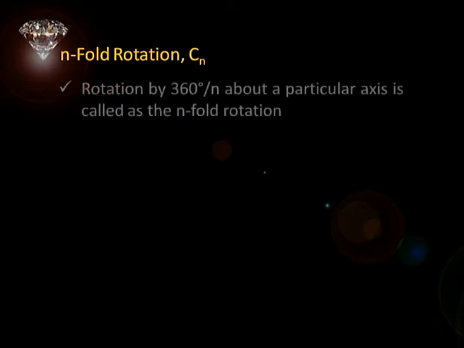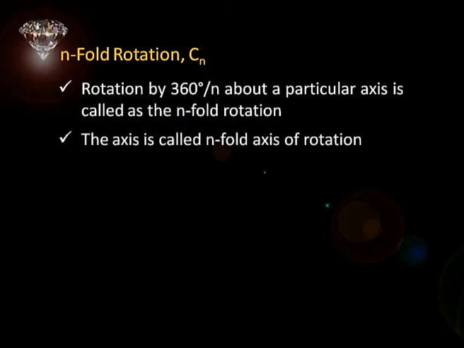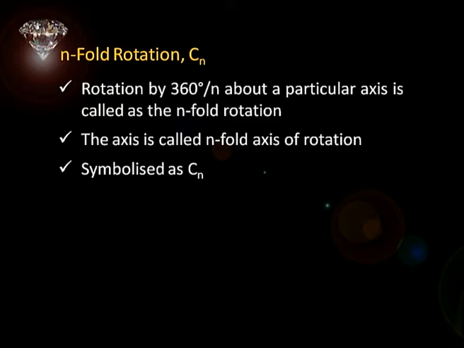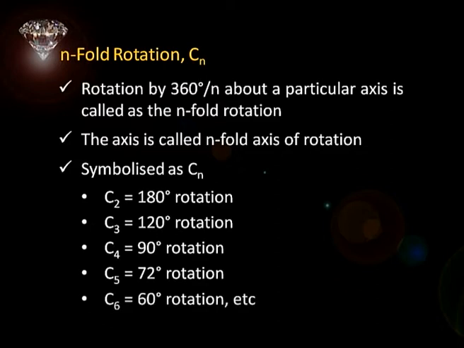Now, we come to the next symmetry operation, that is called n-fold rotation. It is symbolized as Cn. It is defined as a rotation by 360 by n degrees about a particular axis in a given molecule. So, that will be called an n-fold rotation. That means I rotate the molecule by 360 by n degrees, and this axis will be called the n-fold axis of rotation, that is a symmetry element. Rotation by a certain angle is my operation. The axis along which I do the rotation will be my symmetry element. That is the differentiation, symbolized as Cn, and there are varieties of them possible. It can have C2, C3, C4, C5 or C6 and so on and so forth.